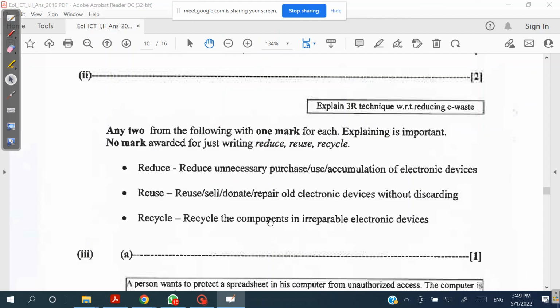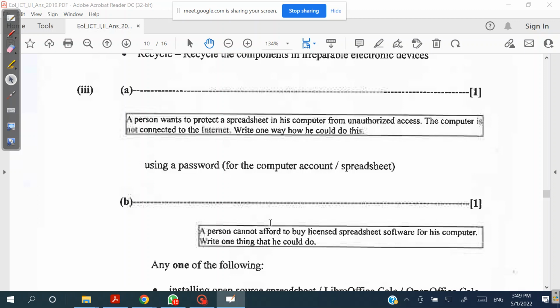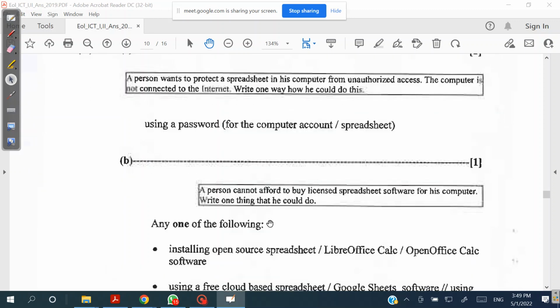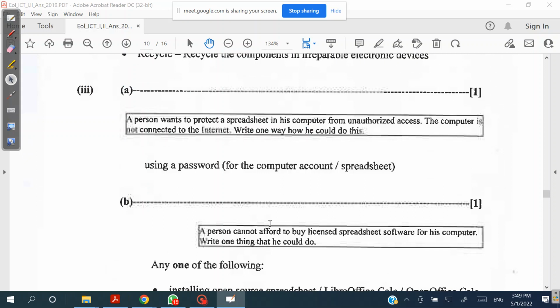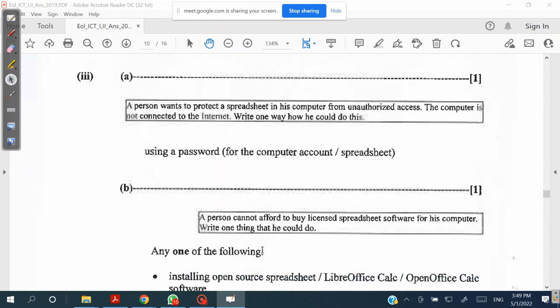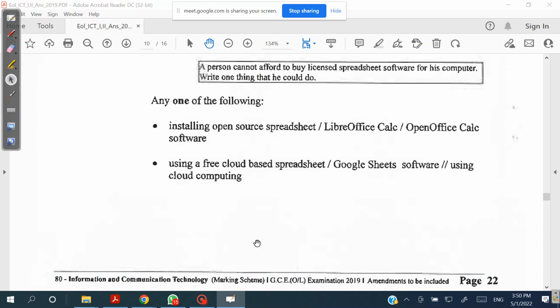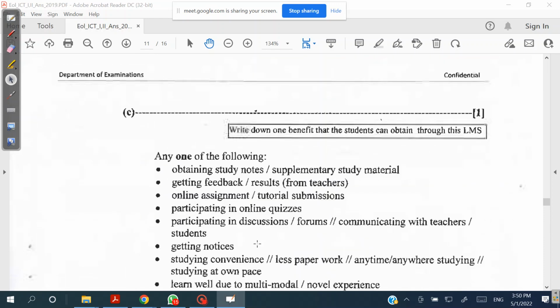Yeah, if we go through the answers that they have given, the first one, using a password for the computer account or for the spreadsheet. Second one, installing open source spreadsheet, LibreOffice, OpenOffice Calc, those kind of ones. So easy to use.